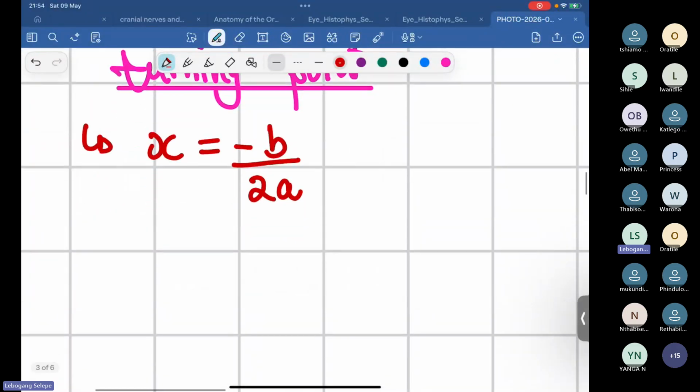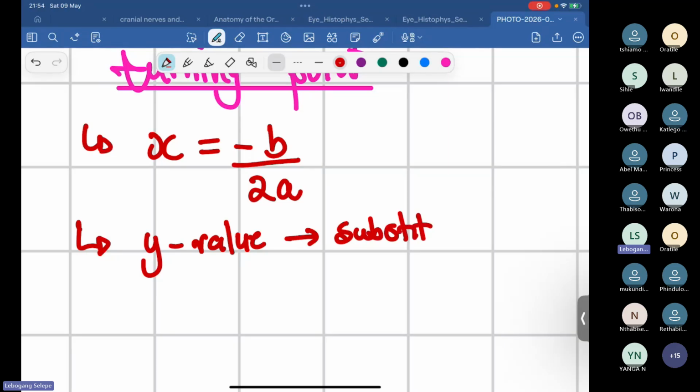Then once you have the x value, how are you going to find the y value? It's by substituting into the equation, by substituting back into the original equation. Which equation am I talking about?